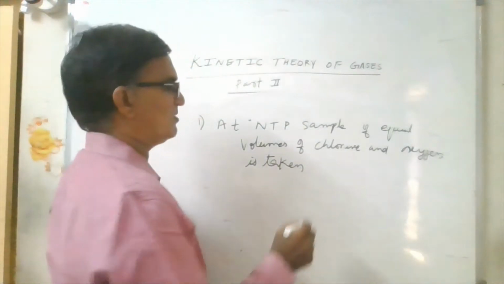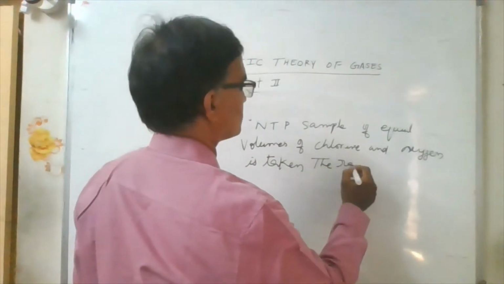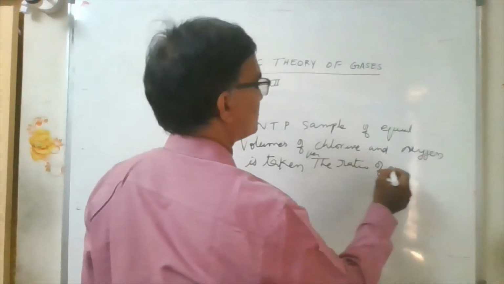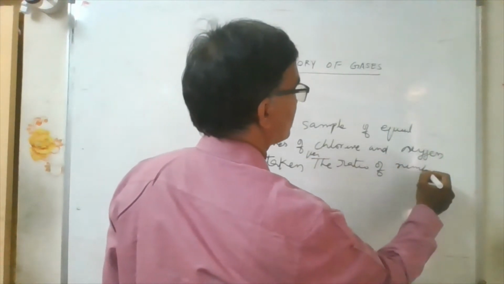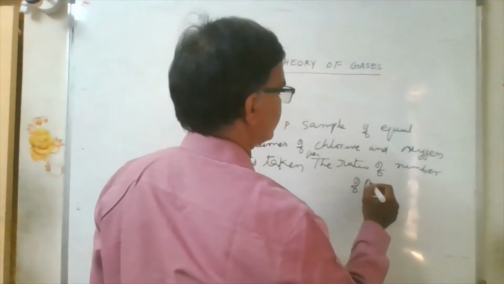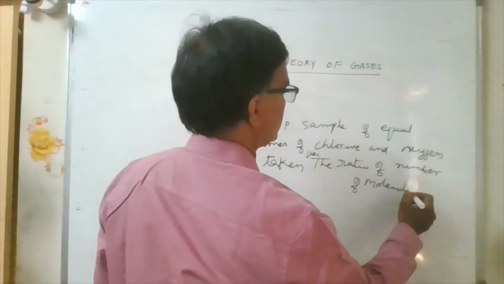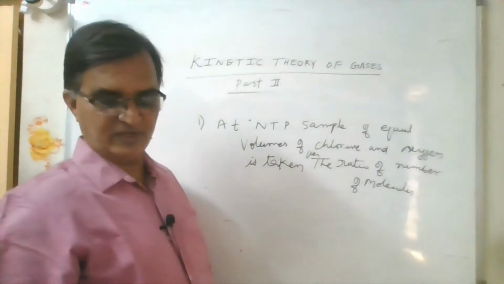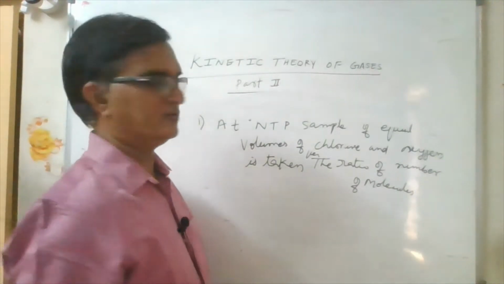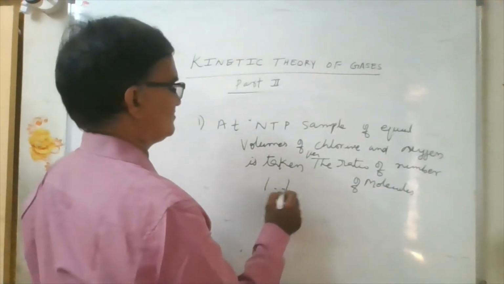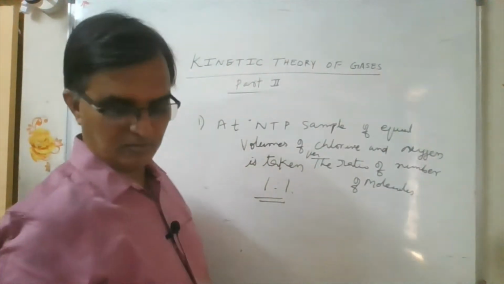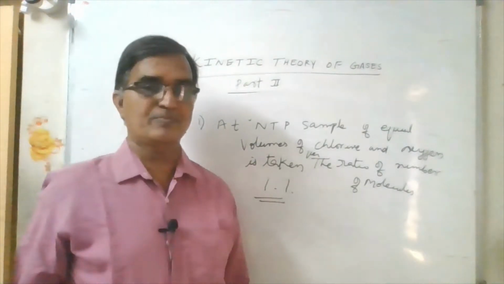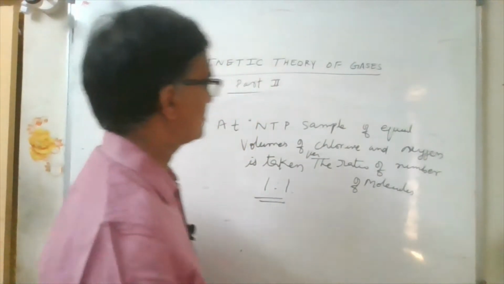Then the ratio of number of molecules. You know, according to Avogadro hypothesis, equal volumes of all gases contain equal number of molecules. So ratio of molecules is 1:1. Should not consider molecular weight here. Okay. This is the first problem.